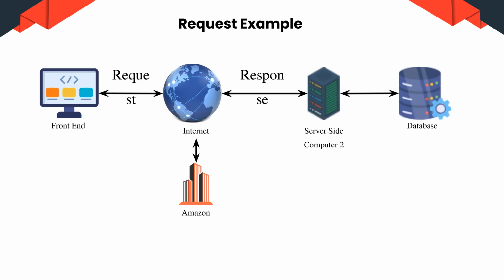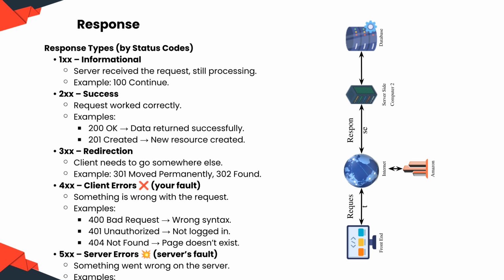In a request example, the front end sends a request over the internet to the server. The server processes the request, interacts with the database, and sends a response back. Responses are categorized by status codes. Success codes are 2XX, like 200 OK. Client errors are 4XX, such as 404 not found, and server errors are 5XX, like 500 internal server error.